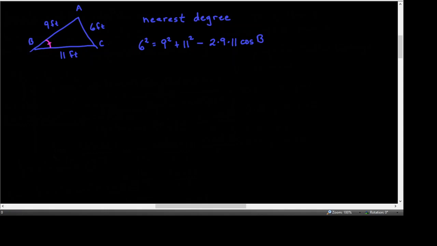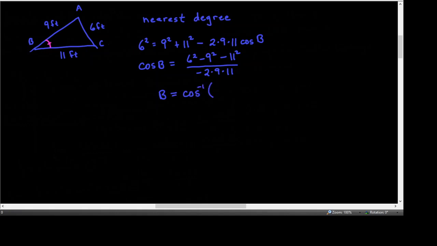So isolate the cosine of B by taking 6 squared and subtracting 9 squared from both sides, subtracting 11 squared from both sides, and then dividing both sides by the product of negative 2 times 9 times 11. And so B will be cosine inverse of that mess.